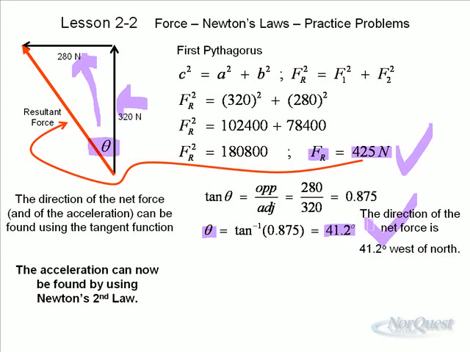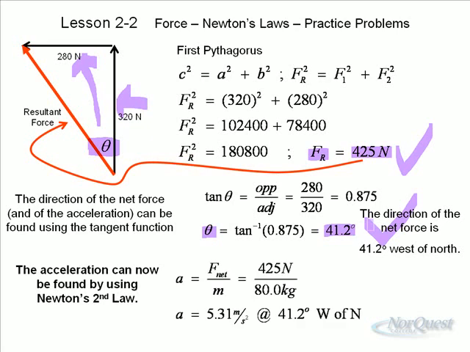All right, the acceleration is found using Newton's second law. And of course, Newton's second law says that a is equal to F net over m. The net force, as we determined using Pythagoras, was 425. Divide that by the mass of the tackling dummy, which was 80 kilograms, and we get an acceleration of 5.31 meters per second squared.